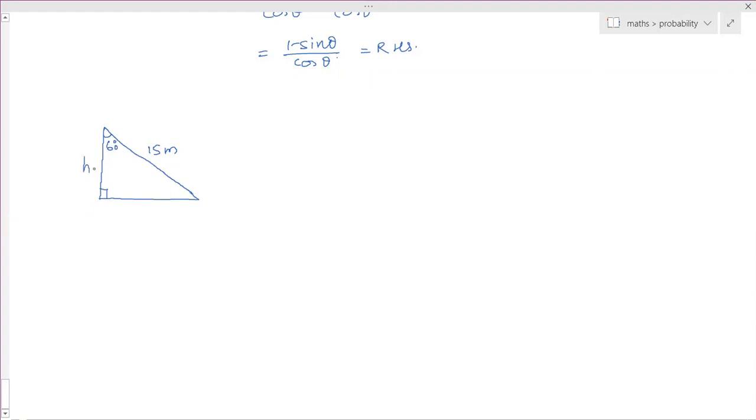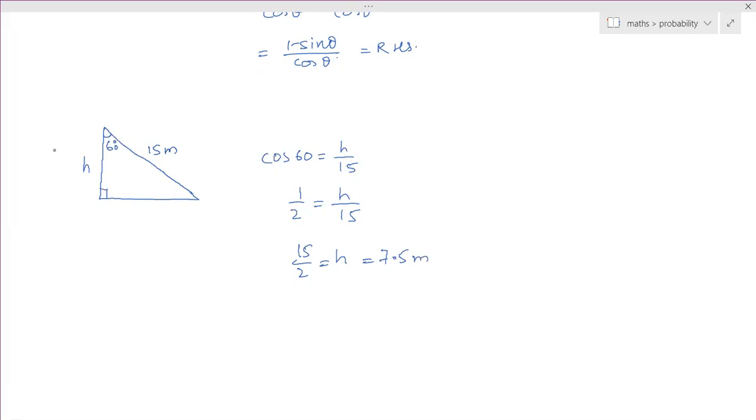So for 60, this is cos theta, cos 60. Cos 60 is equal to h by 15. Cos 60 is 1 by 2, equal to h by 15. So 15 by 2 is equal to h, that is 7.5. Okay, ma'am. Ma'am, I thought we had to use Pythagoras theorem or something. Trigonometry 60, 30 given, that means trigonometry.